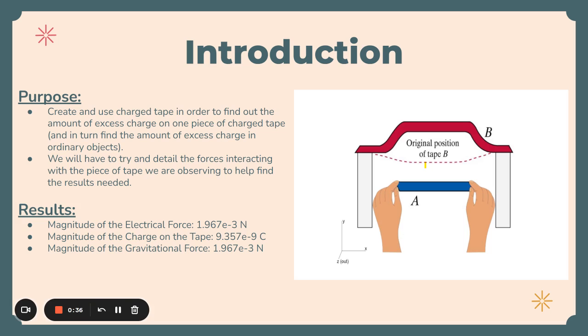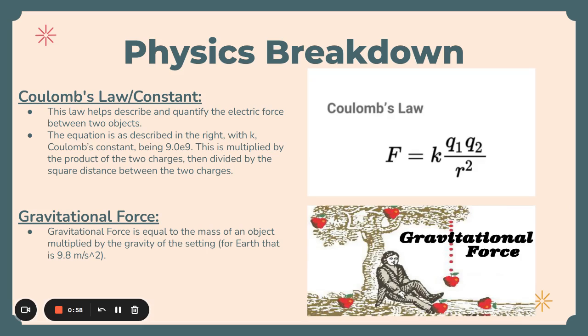We'll have to try and detail the forces interacting with the piece of tape we are observing to help find the results needed, such as the gravitational force and the electrical force, which we both found to be 1.967 times 10 to the negative third newtons. And we also found the magnitude of the charge on the tape to be 9.357 times 10 to the negative ninth coulombs. So, what actual physics concepts should we really focus on for this lab?